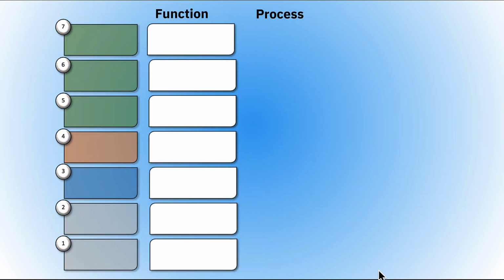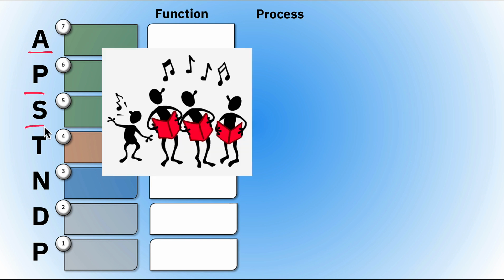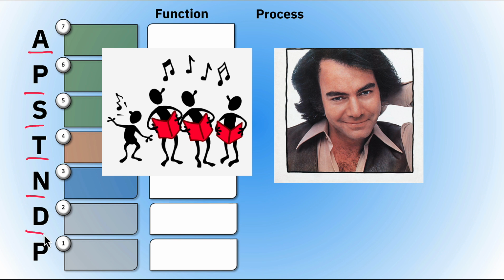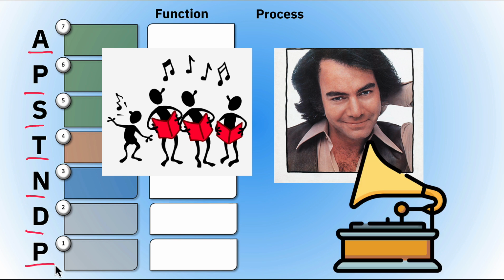So now let's take a look at how these layers are arranged. First of all, there are 7 layers, and you can remember them with a mnemonic. One way that I remember it is that all people sing to Neil Diamond's phonographs. Some people like that, some don't. They don't quite understand maybe who Neil Diamond is or what a phonograph is.